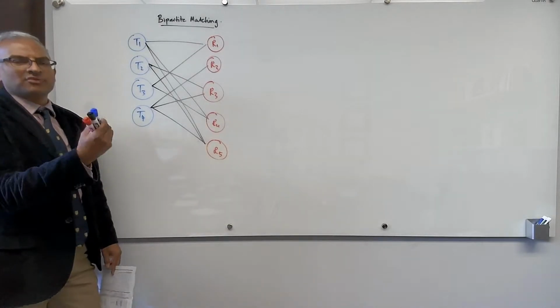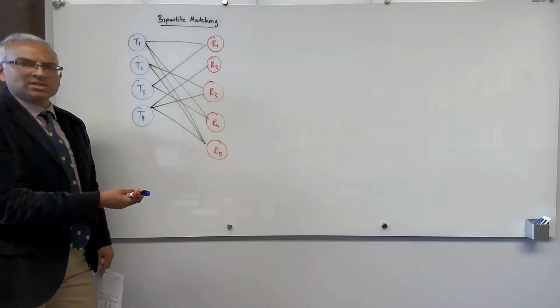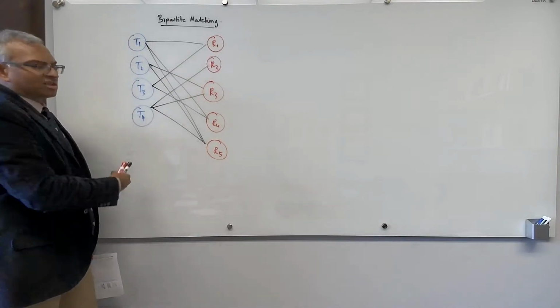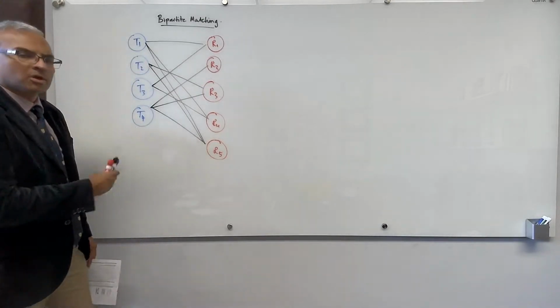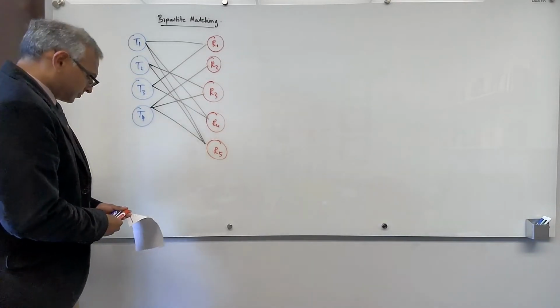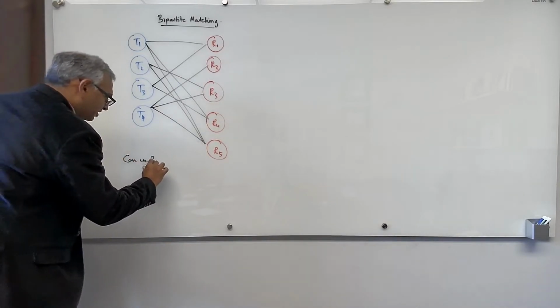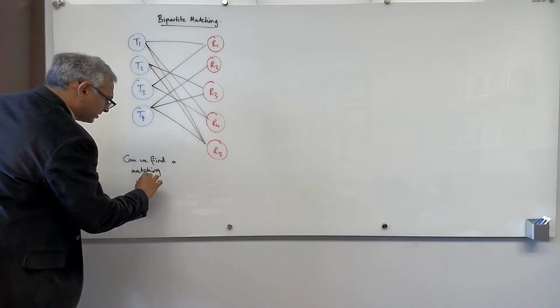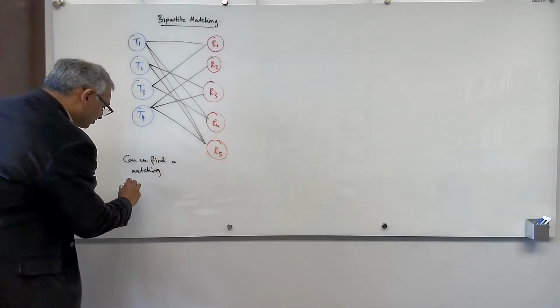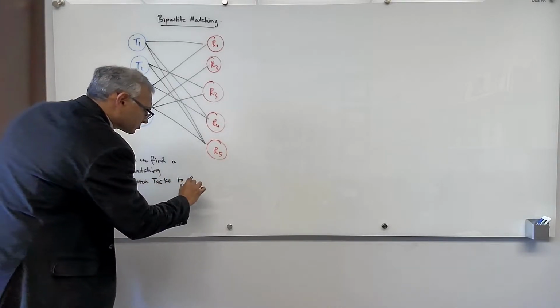So we're asking for a matching that saturates, or a complete matching, a matching that saturates the left vertices. Whichever vertices you want to saturate, we typically put them on the left. So can we find a matching? Match tasks to resources.